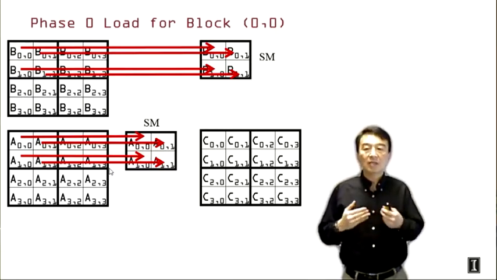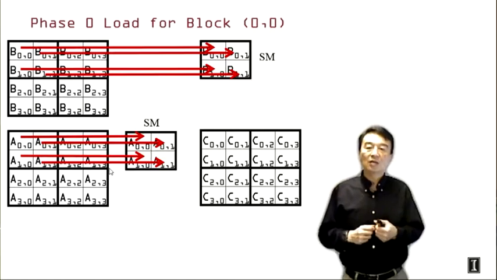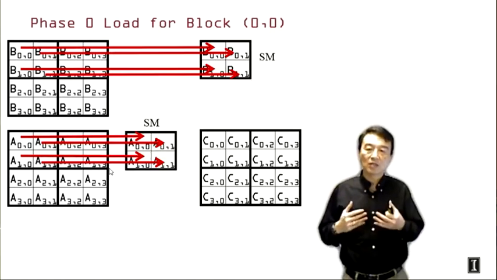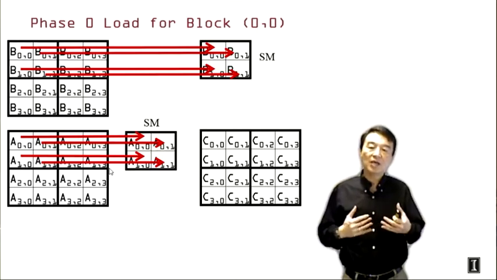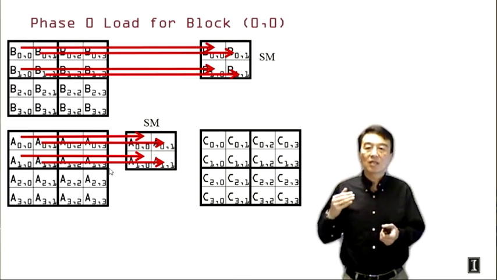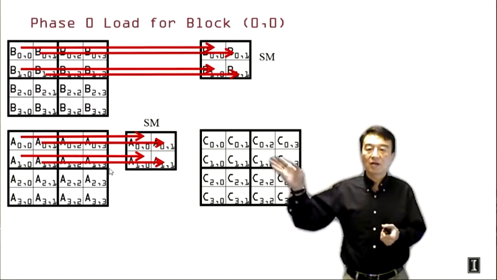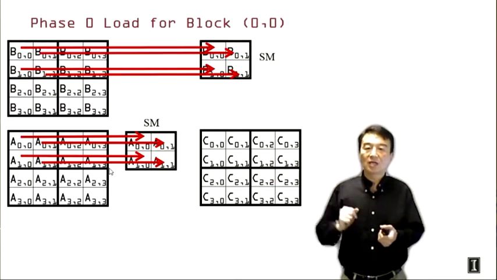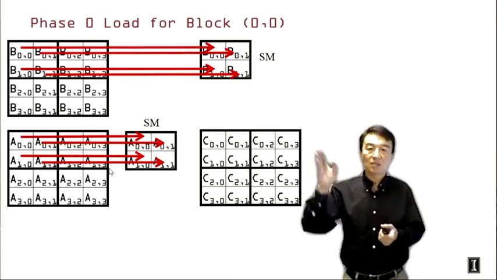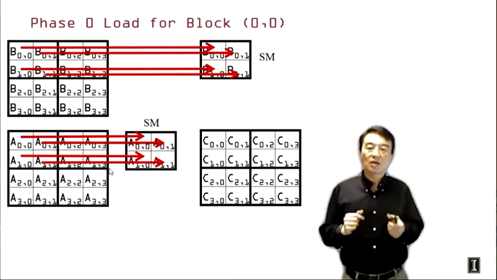So this picture now shows how the loading of A and B tiles into the shared memory works. Before phase 0, we will have all 4 threads load the 4 A elements into the shared memory, and we're also going to have all 4 threads load the 4 B elements into the shared memory, and these are pre-declared arrays in the shared memory.